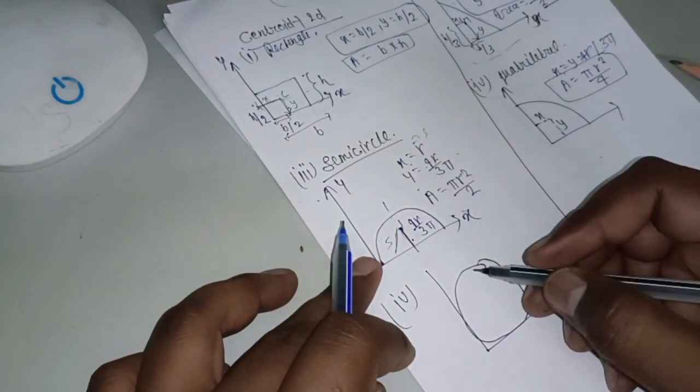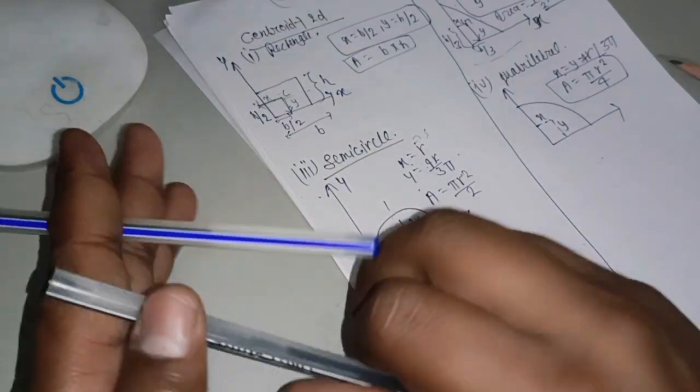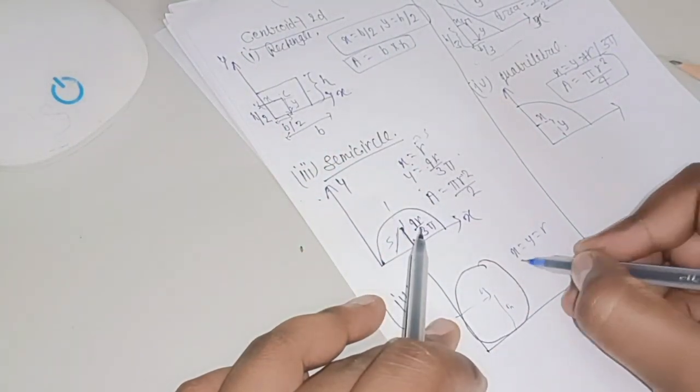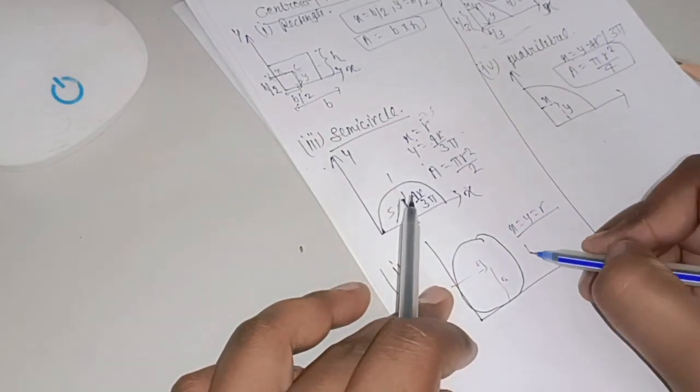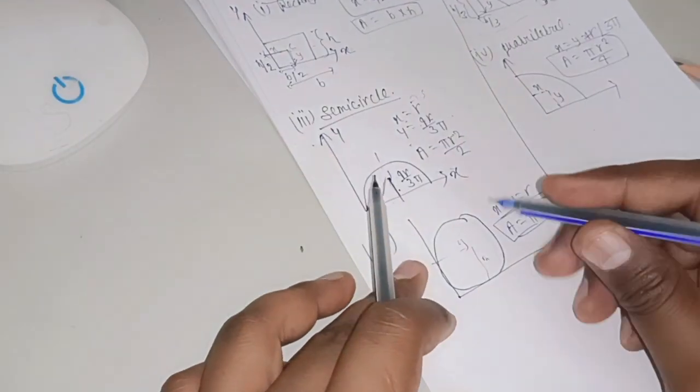Complete for circle. Suppose this is x and y, so here x is equal to y is equal to radius, and we know area is equal to pi r square. The circle of area is equal to pi r square.